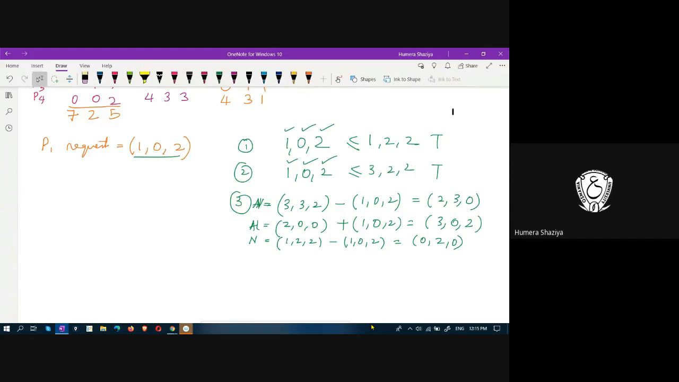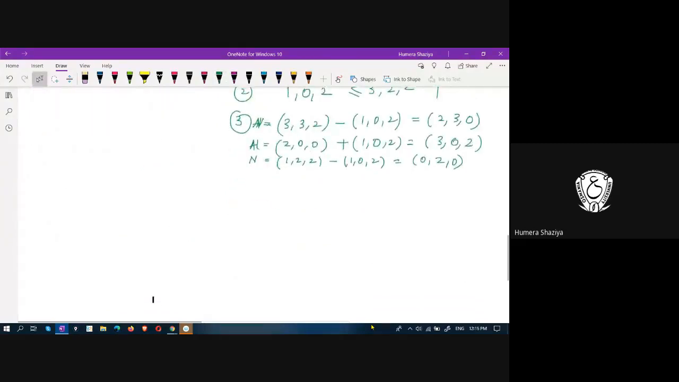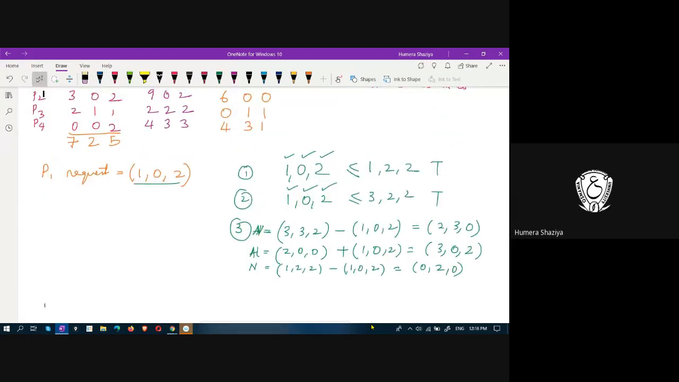These are the still remaining needs after this request. Actually, this is the total need of P1, this is allocated, and this is the remaining. After allocation of this request, still P1 needs 0, 2, 0. All right. With this, now we have to execute the safety algorithm. This is the resource request algorithm, because P1 has requested.